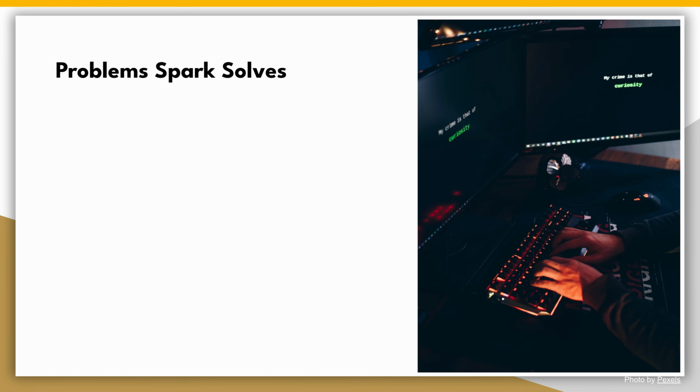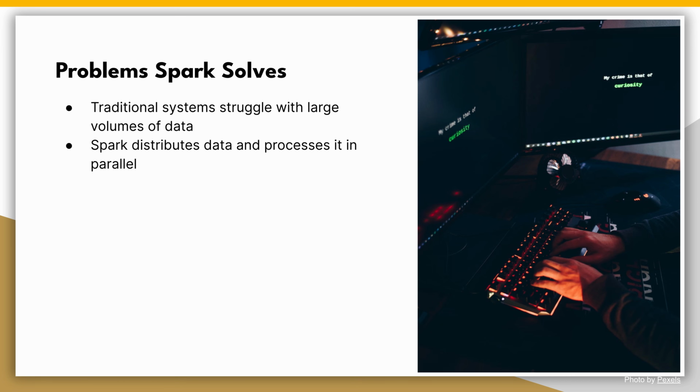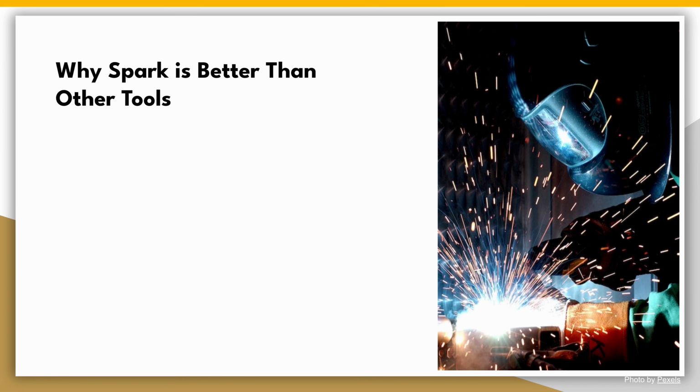Now, let's talk about the problem Spark solves. Traditional data processing systems often struggle to handle large volumes of data and perform computations in a timely manner. Spark overcomes these limitations by distributing the data across a cluster of machines and processing it in parallel. This distributed computing model allows Spark to process data much faster than traditional systems, making it ideal for big data analytics and real-time processing.